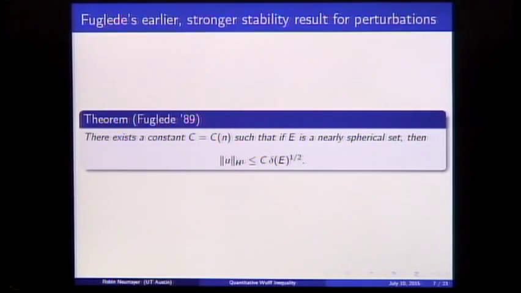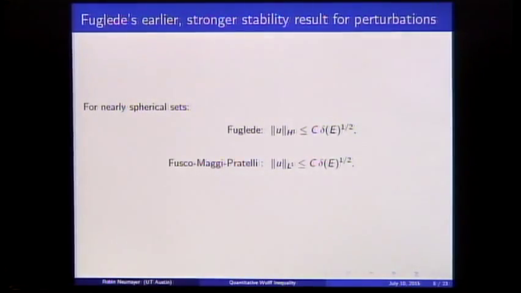by the square root of the deficit. So within these small normal perturbations, the Fuglede result says the H1 norm of u is controlled by the square root of the deficit, while the Fusco-Maggi-Pratelli result is just the L1 norm. So this is a stronger result within this class of sets.